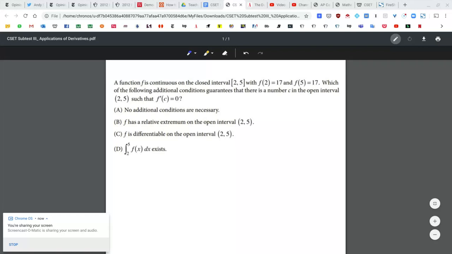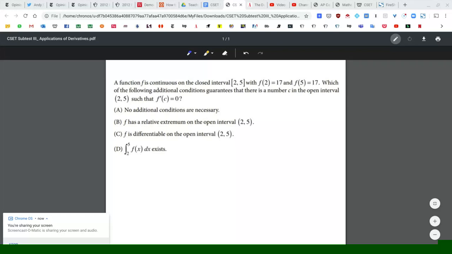Otherwise, the question says a function f of x is continuous on the closed interval 2, 5, with f of 2 being 17 and f of 5, 17. The question says which of the following additional conditions guarantees that there is a number c in the open interval 2, 5 such that f dash at c should be 0. In other words, the derivative at c should be 0.